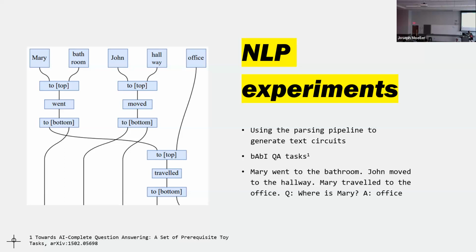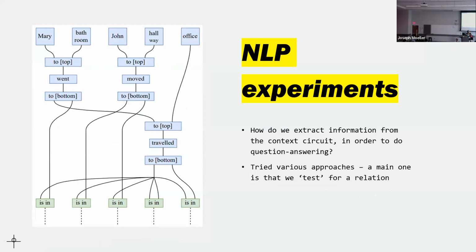Just as a quick note, here is the kind of word to should be like a frame. This kind of sandwich thing is just one way that we've chosen how to deal with frames in our experiments. And then, once you have this context circuit, the question is, how do we extract the information from the context circuit in order to actually do the question answering?